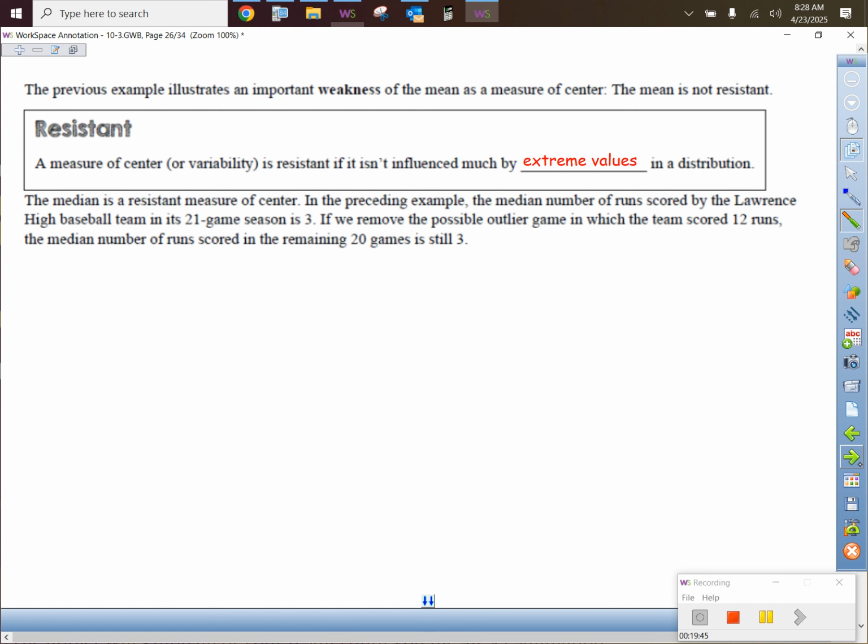My age is an extreme value in this classroom. It is going to change the average drastically, right? But it isn't going to change the middle of the data. So the median resists me. It doesn't matter if I'm in here or not. The middle's still going to be 14. But if you take me out of the classroom or put me in, the average would go up to like 17, 18, which has nothing to do with what our data looks like. So, resistance.